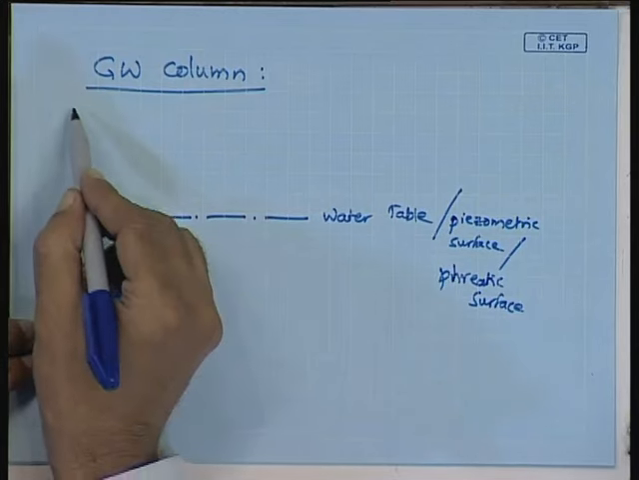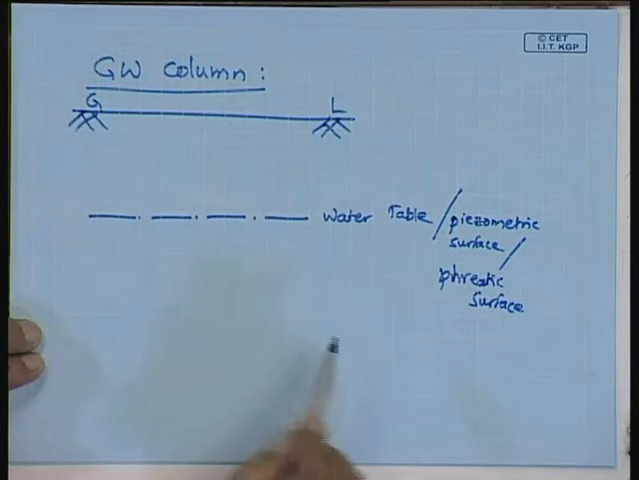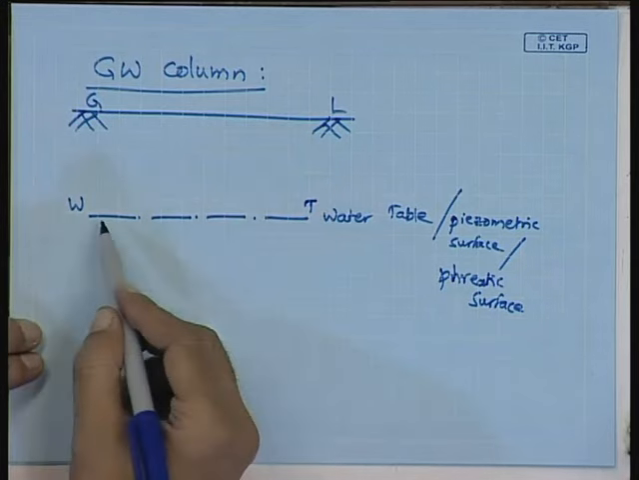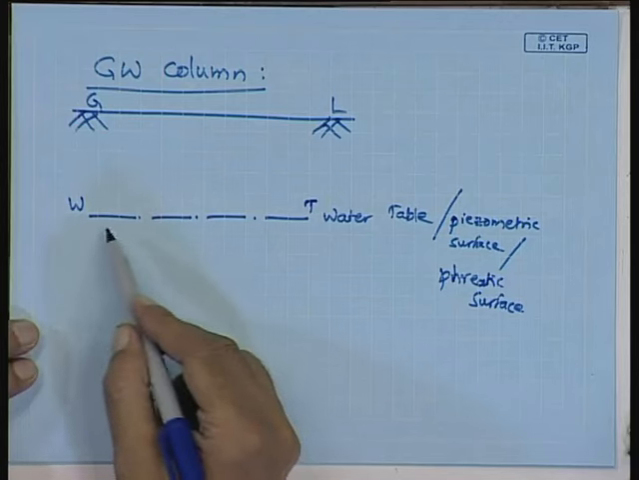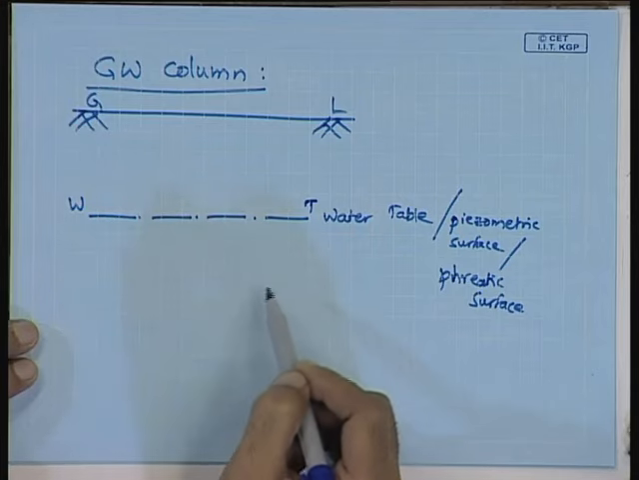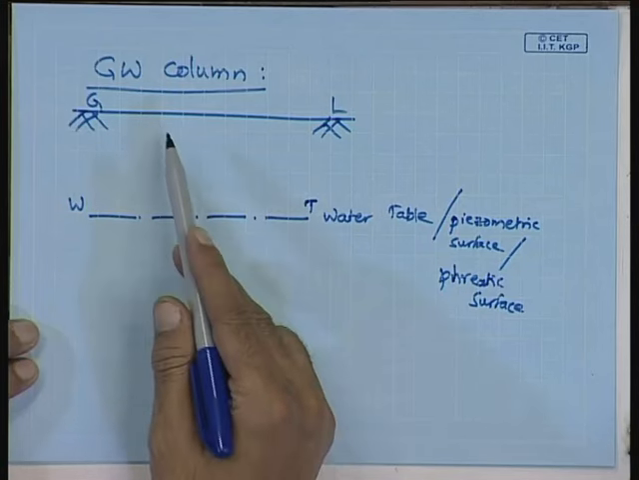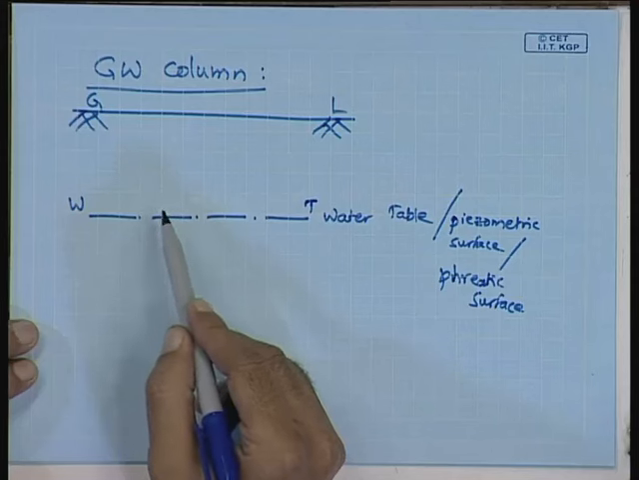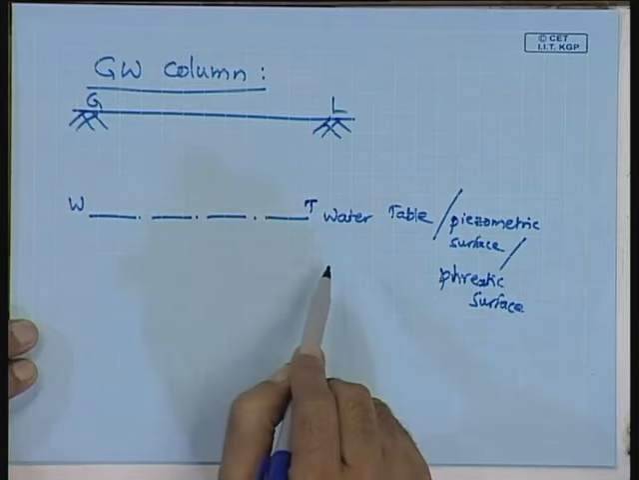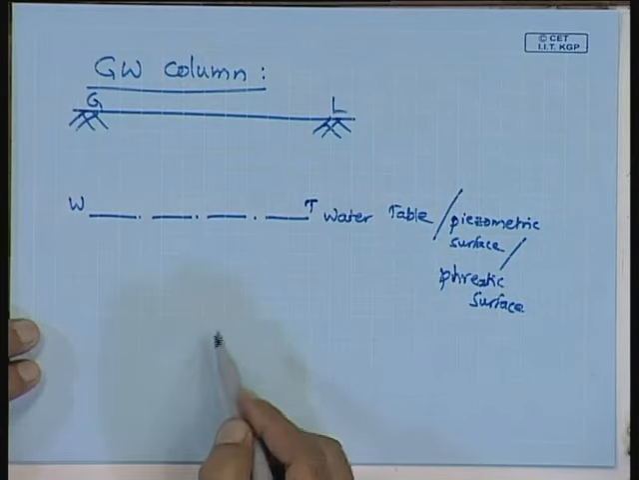Essentially, suppose this is the ground, and the water table is denoted by WT. It represents that horizontal layer below the ground, below which the entire soil or rock layer is saturated, and above which the soil or rock layer is either partially saturated or unsaturated. So, that is the water surface, and this whole thing is known as a groundwater column.